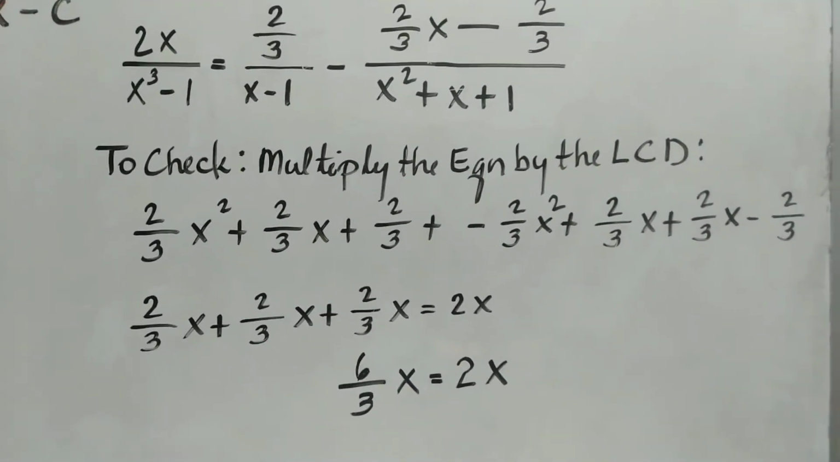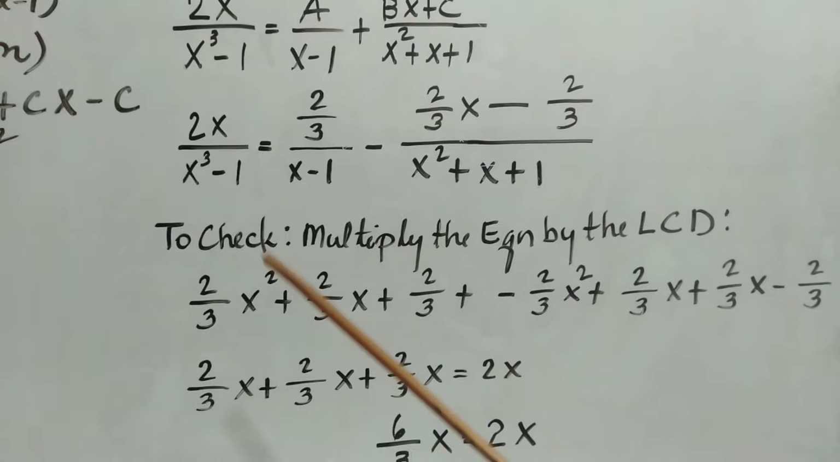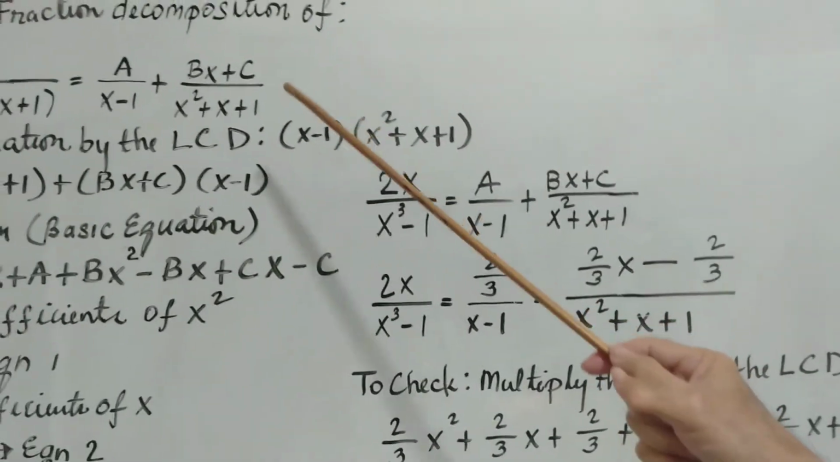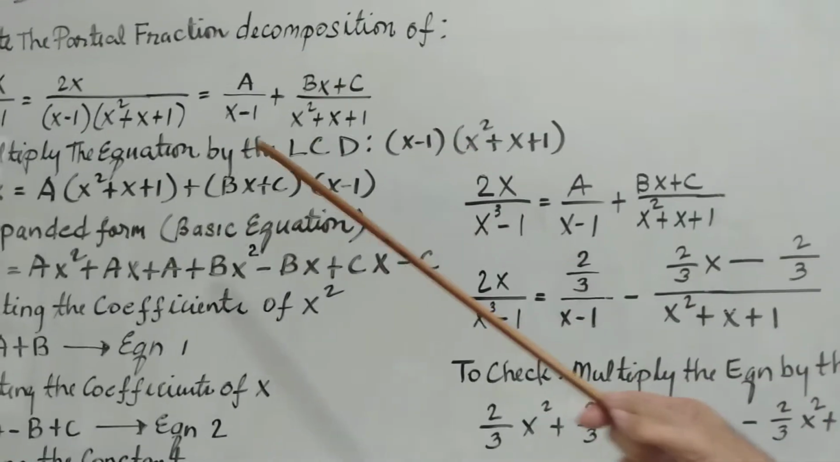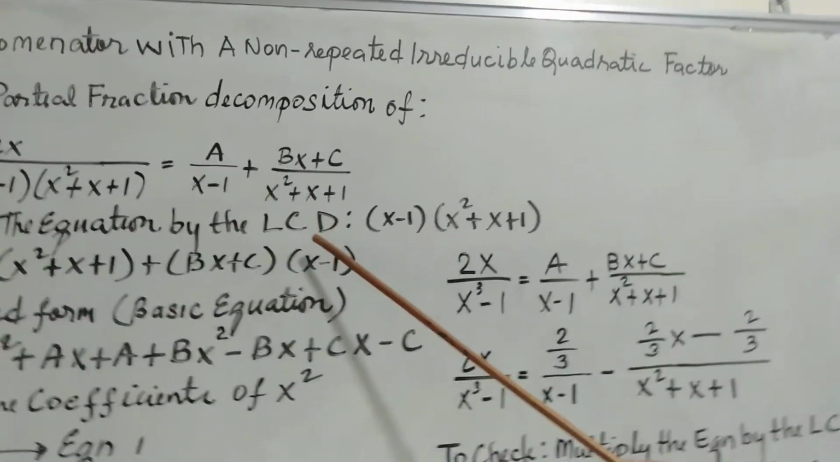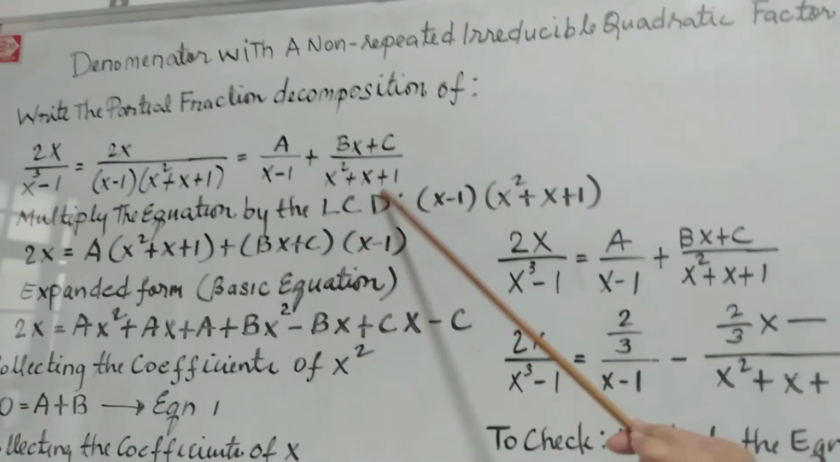So that's how we're going to solve partial fractions where the denominator contains a non-repeated irreducible quadratic factor.